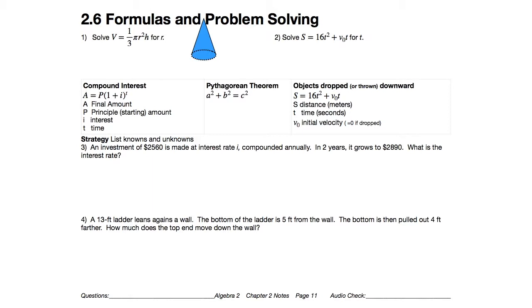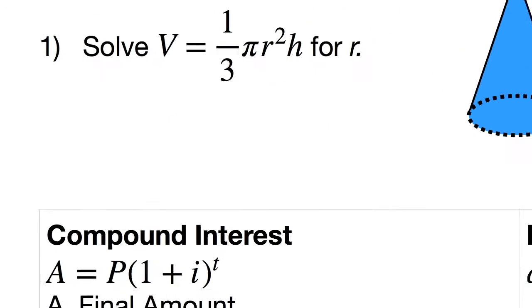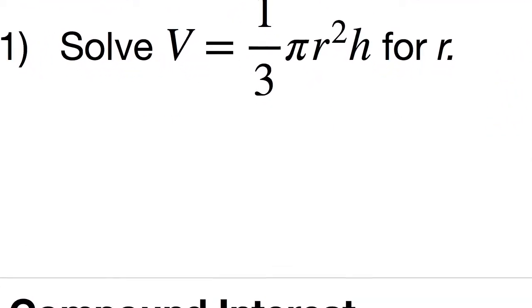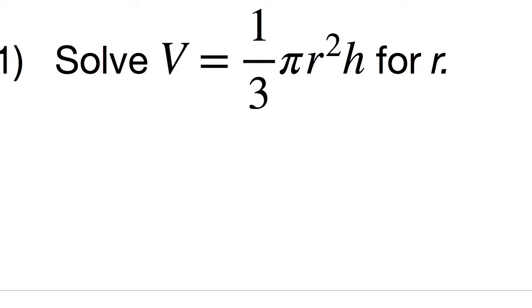Alright, good people, this is section 2.6, Formulas and Problem Solving. Now with our newfound knowledge of how to solve quadratic equations, we're going to return to yet another section. Yes, sections 2.3 and 2.6 both have the same name and the same objective. But now that we know more, we can do more. Like this. Now that we know how to solve quadratic equations, we can solve something like this formula for r.